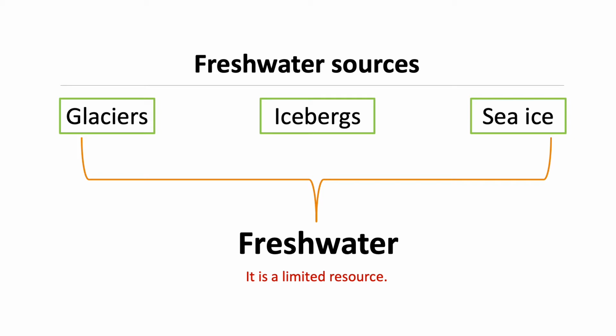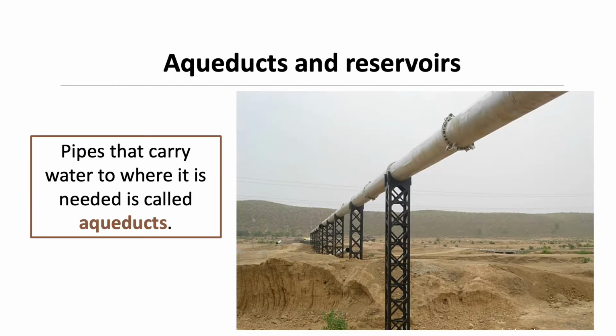Glaciers, icebergs, and sea ice are other examples of fresh water. However, this water is frozen. It would not be easy to change this frozen water to liquid water. Only a small part of fresh water is usable. Fresh water is a limited resource.